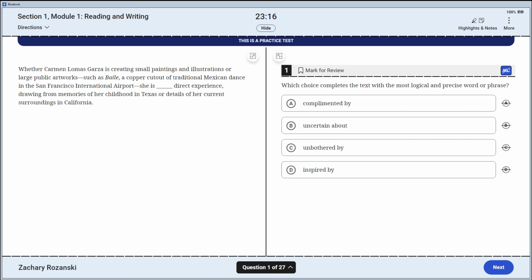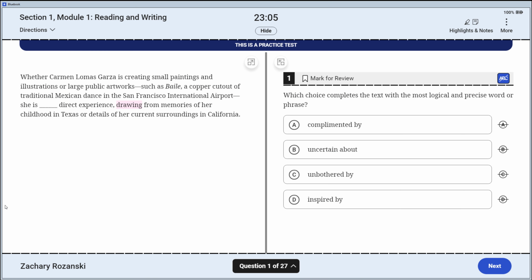Let's pick up the pace. Which choice most logically and precisely completes the text with a word or phrase? Let's look for a signal element or a context clue. I've got this participle here that's going to kick me forward in this text as I investigate that. I've got "drawing from memories from childhood in Texas" on their current work. She's pulling from these things. That must mean she's inspired by them.